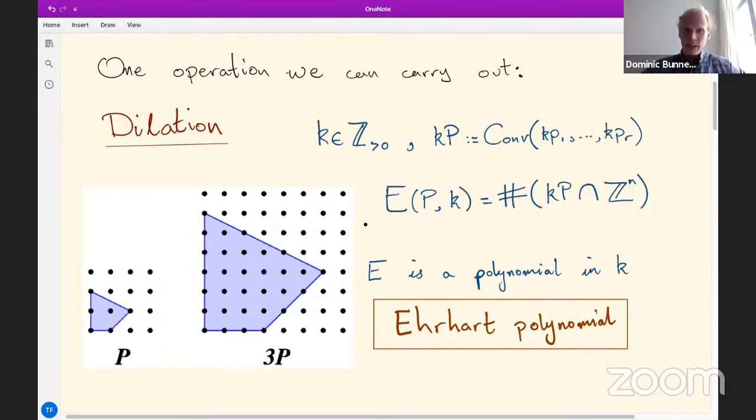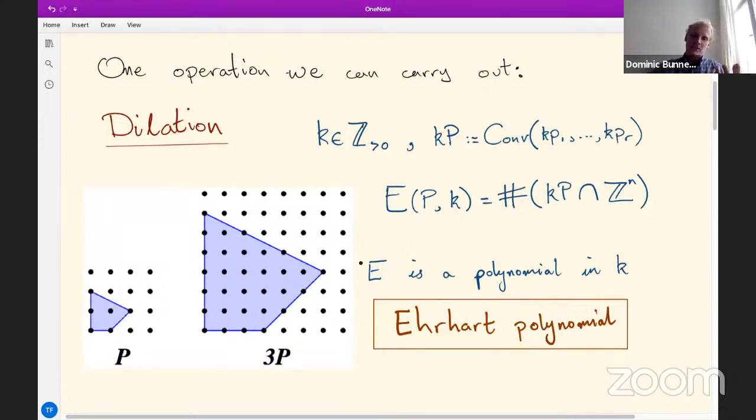So we write down a function here, E_P(k). The function eats a polytope and a non-zero positive number k. We take the kth dilation, so we scale it up, and then we intersect it with the lattice which it sat inside. And this number E_P(k) is the number of lattice points in this larger polytope. And as it turns out, this function is actually a polynomial in k.